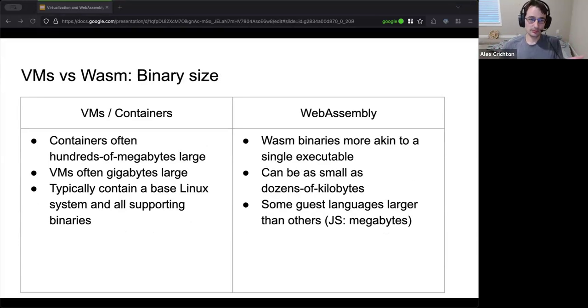So I talked a little bit about binary size. Maybe I don't have to go too much over this, but the idea is VMs and containers are definitely very large. It's an apples to oranges comparison, where a virtual machine has an entire operating system inside of it, whereas a WebAssembly binary is just that one executable. But to give you a sense of scale, WebAssembly binaries can be as small as dozens of kilobytes, and they can also grow up to dozens or hundreds of megabytes, depending on the language runtime.